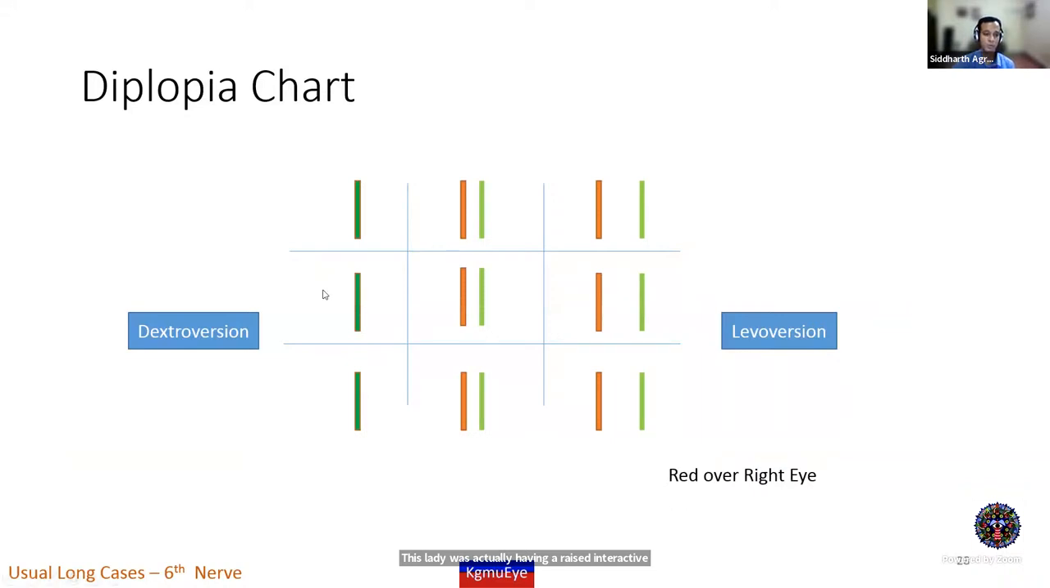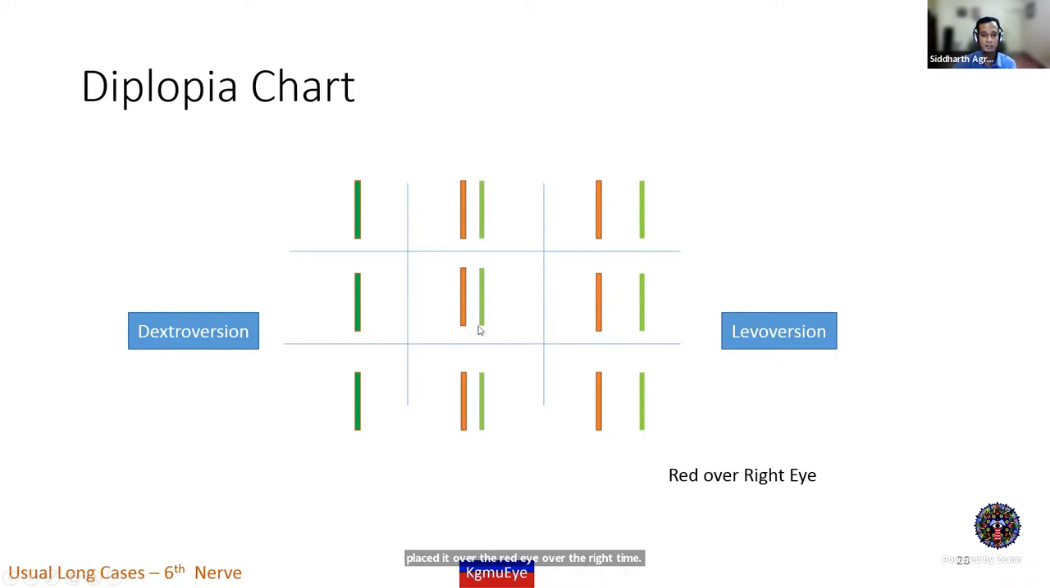You must know how to perform the diplopia chart and document it properly. When you are documenting it, remember to mention the gazes, the dextroversion and the levoversion. Do mention which eye the red filter is over. It is a double check to ensure that you have placed it over the right eye, if you write it down.